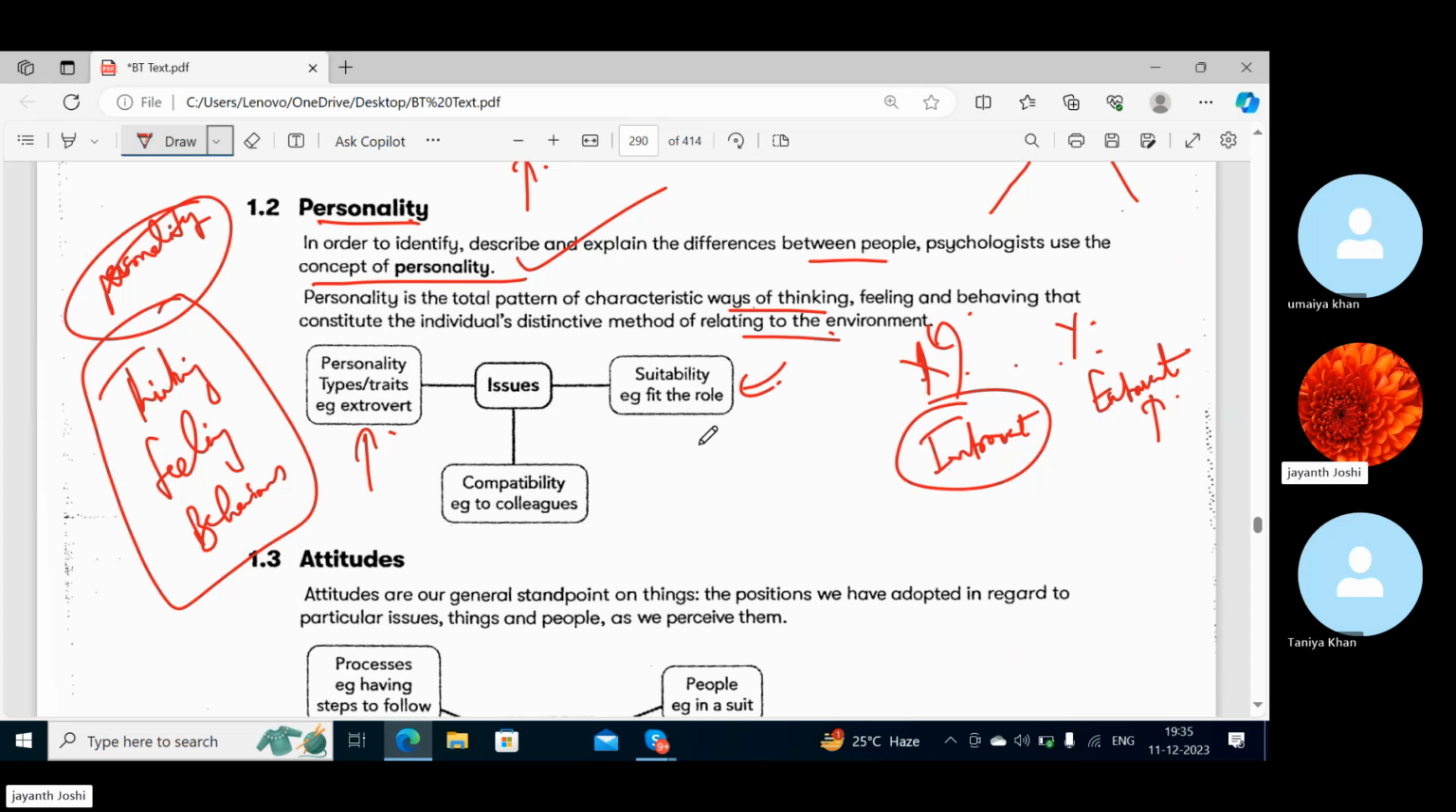What kind of person is that? Can he gel easily? Is he a good mingler? What suits him? What kind of role is better for him? All these things would be seen.